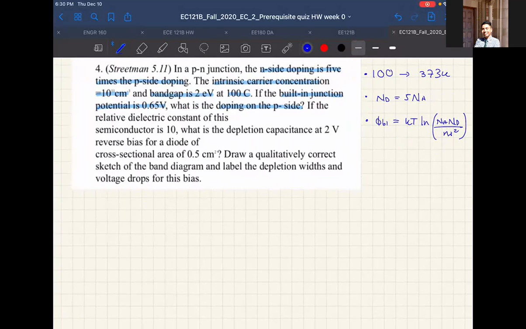Is it Ca over 2, like junction capacitance?